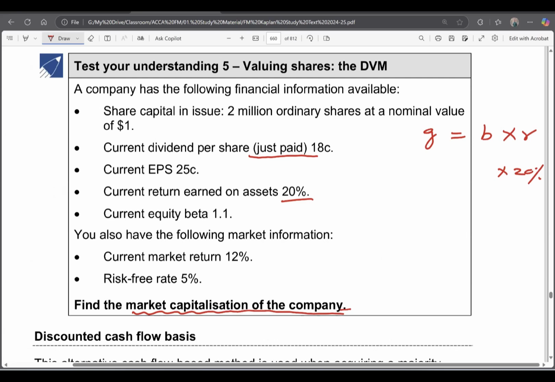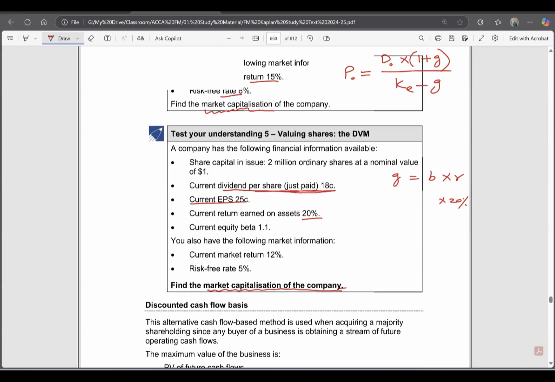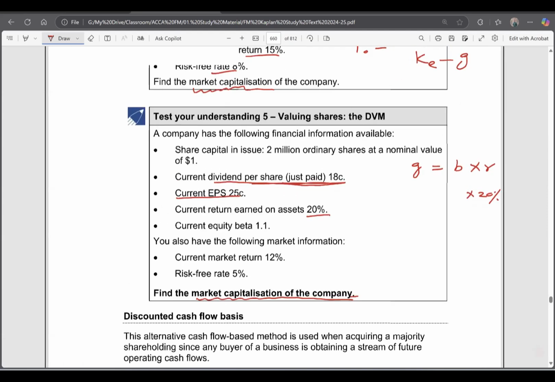He mentioned the return on asset is given, and we can find the retention rate. How? Look, what is your earning per share, and how much do you pay as a dividend? You earn 25 cent of profits for one share. Out of it, 18 cent you pay as a dividend. So how much is remaining, which you retained? I think 7. So 7 cent out of 25 cent.